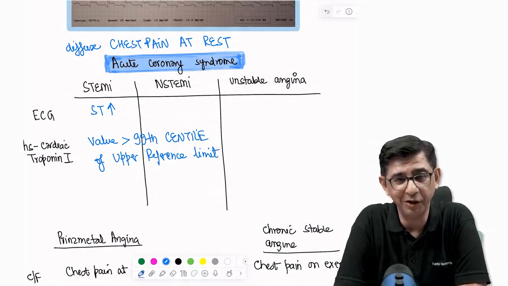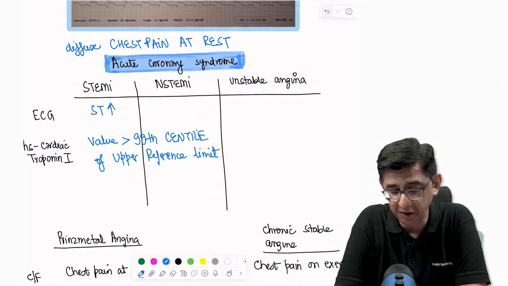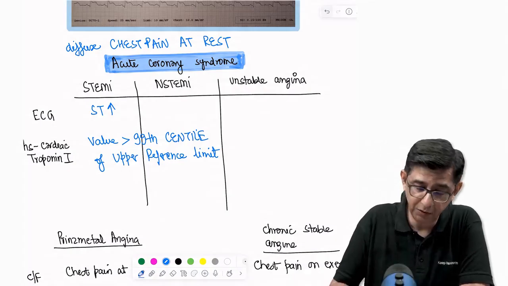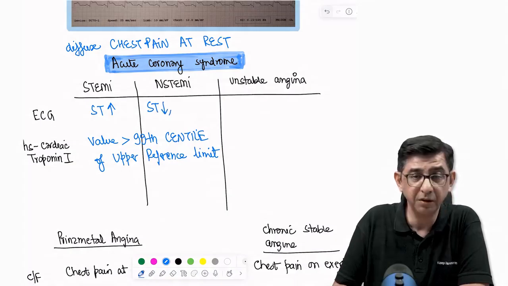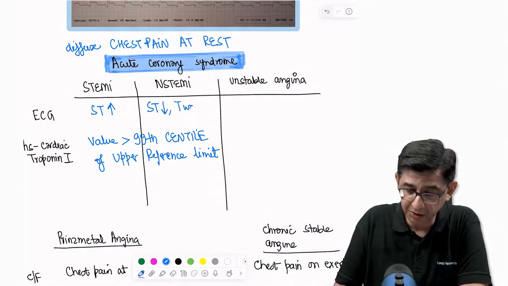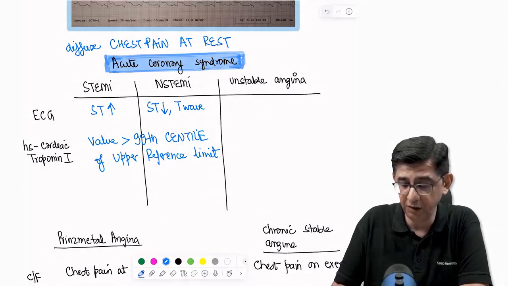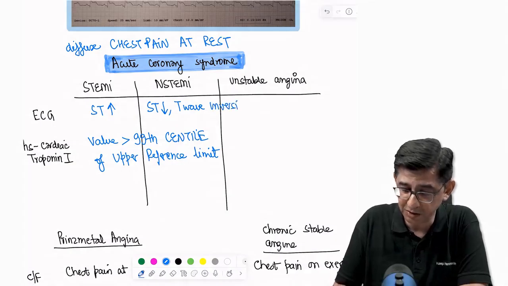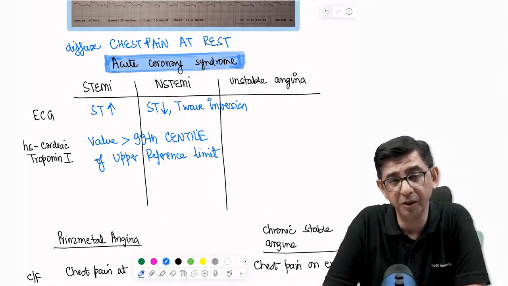Value more than 99 centile of the upper reference limit of high sensitivity cardiac troponin I. In ST elevation MI, either there will be ST depression. Sometimes there may not even be ST depression. It can only be a T wave inversion that is present. So this is a standard finding for non-ST elevation MI.